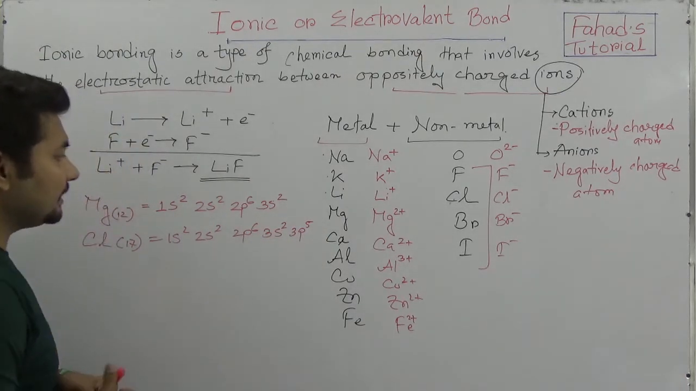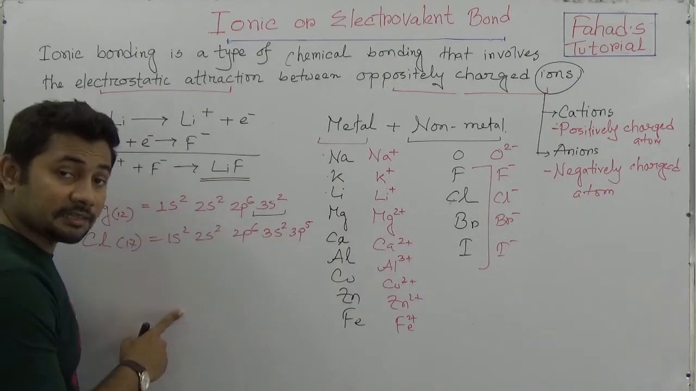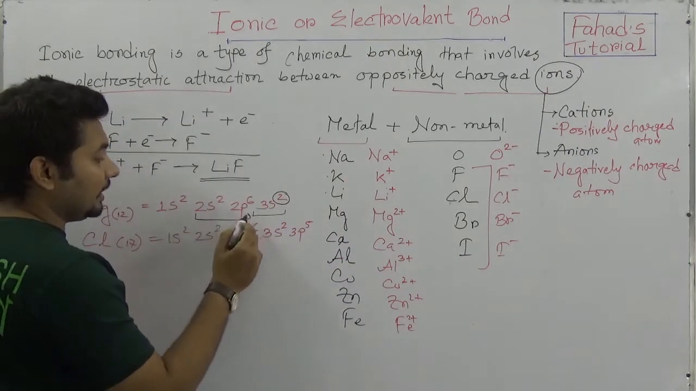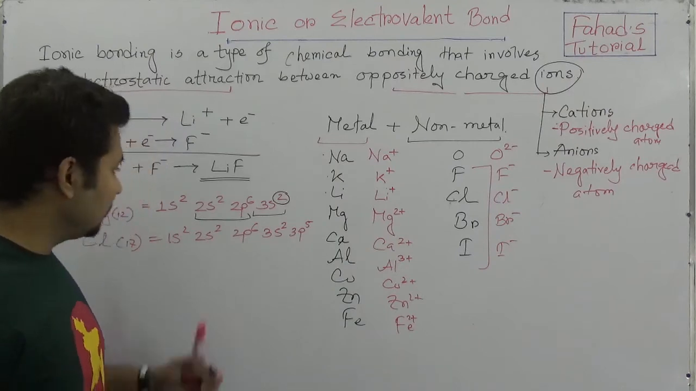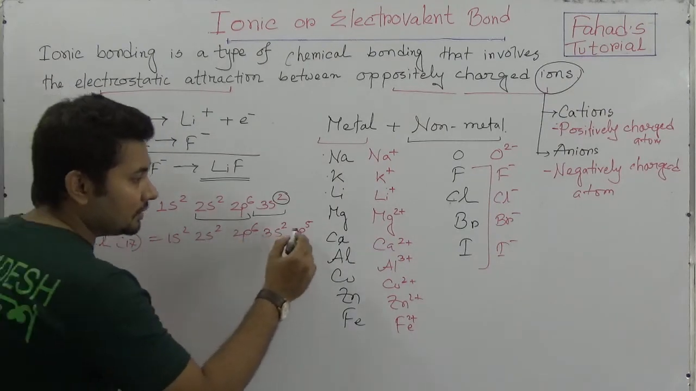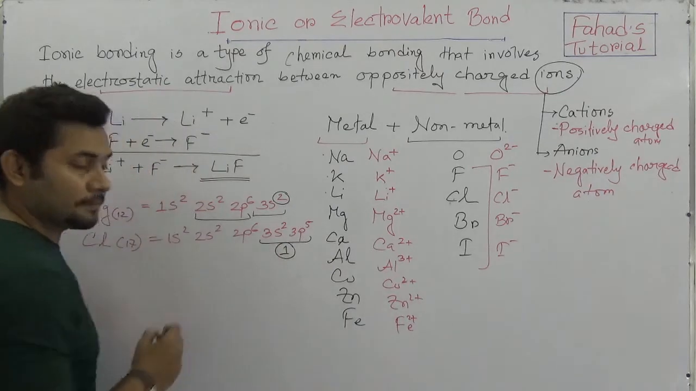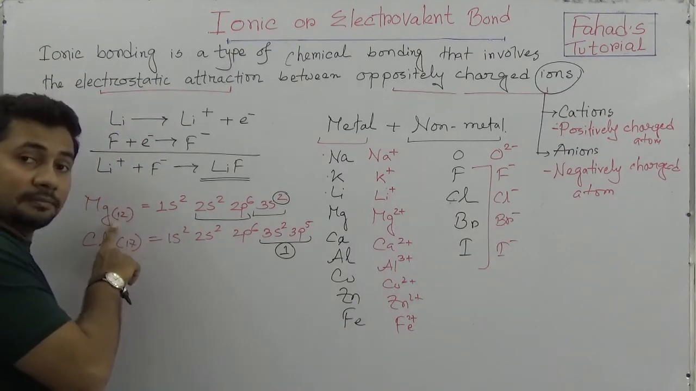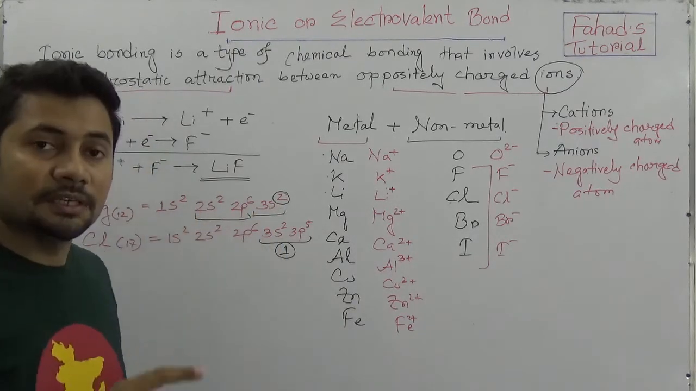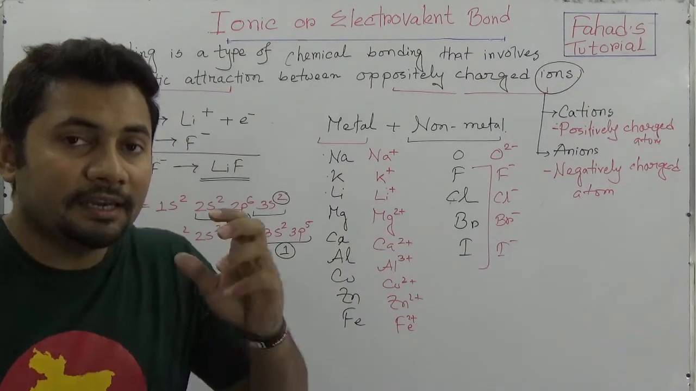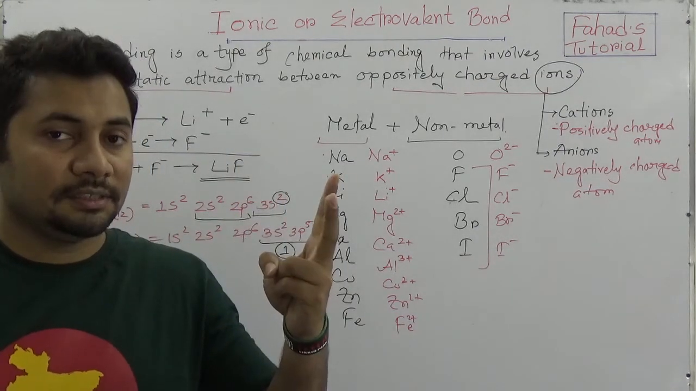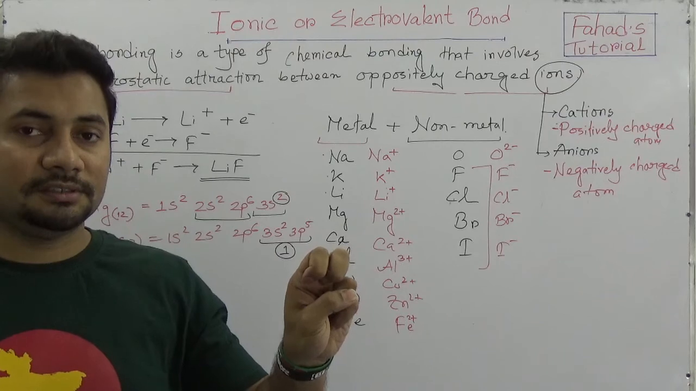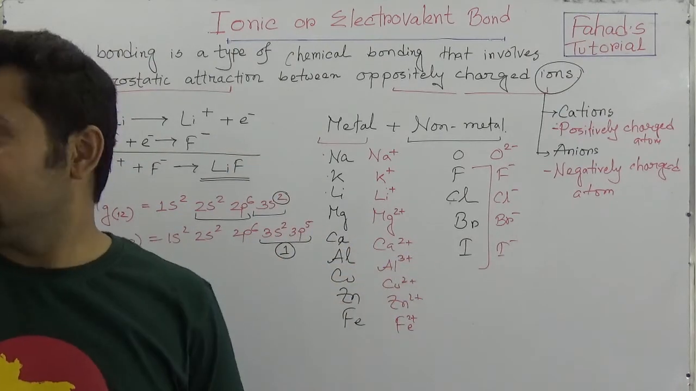Now you see that in the outermost shell of magnesium, it has 2 electrons. If it can donate, then it will have 8 electrons in its second shell, which is expected. But chlorine needs just one electron. One chlorine will need 1 electron, but here magnesium is ready to donate 2 electrons. Then what will happen? If magnesium donates these 2 electrons, it is required to take 2 chlorines to accept these 2 electrons, and then an ionic bond will form.